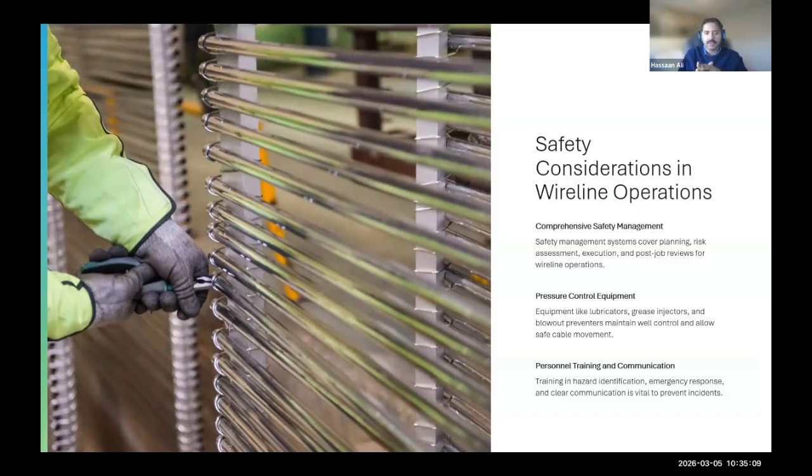Pressure control equipment, as you see, they are using lubricators and blowout preventers to make sure that there is no uncontrolled exposure of oil and gas to the environment. So, equipment like lubricators, grease ejectors, and blowout preventers are maintained in a regular fashion to maintain well control and allow safe cable movement. And then, obviously, last but not the least, is personnel training and communication.